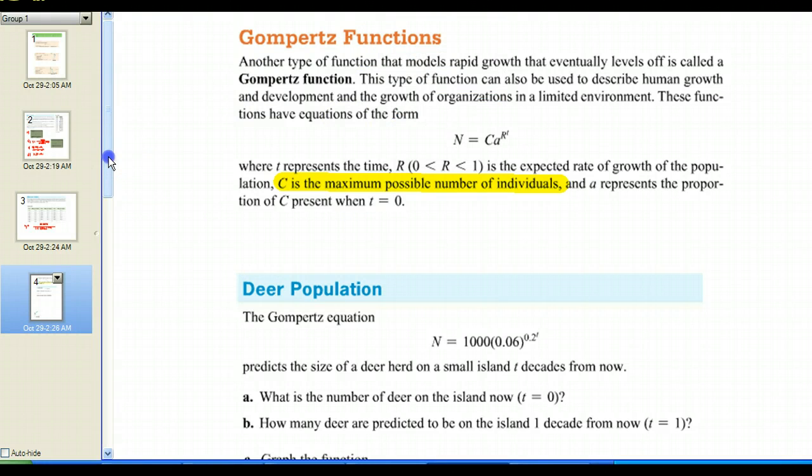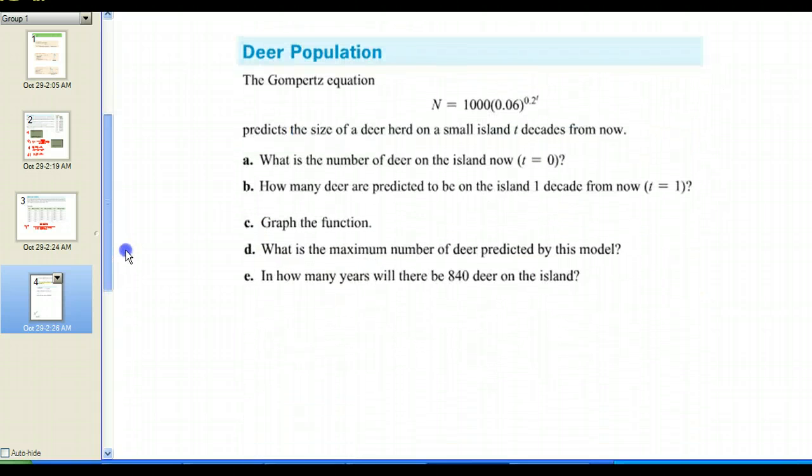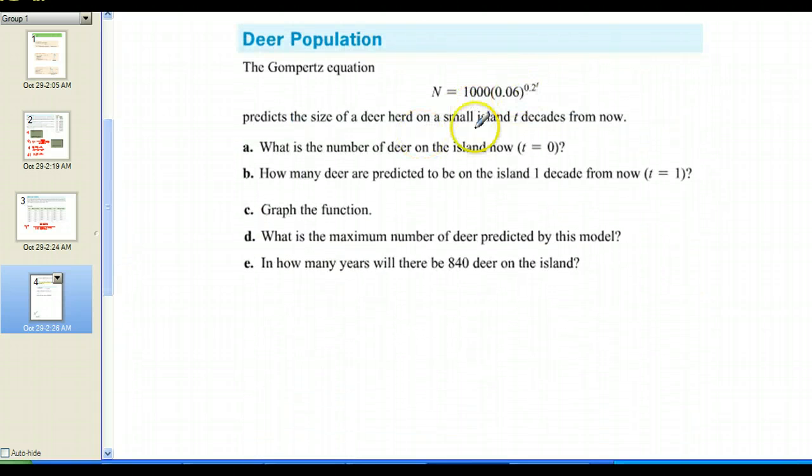Alright, so let's go through this question. This equation right here is a Gompertz equation because we have 0.06 being raised to the 0.2, and then 0.2 being raised to the t power. So this predicts the size of a deer herd on a small island t decades from now. So what is the number of deer on the island now, when t equals 0?